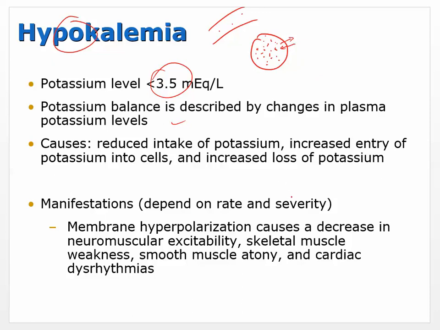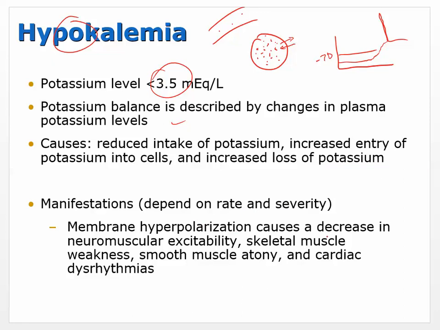Insulin also has an effect. Increased loss of potassium may also take place. So manifestations depend on the rate and the severity. Membrane hyperpolarization means it's too polarized. We're going the other way now. So if our membrane potential was normally -70, we're clear down here. That means it's like, go, neuron, fire, and the neuron says, oh, I'm trying, I can't do it. It has to go all the way up here before it can then fire an action potential.